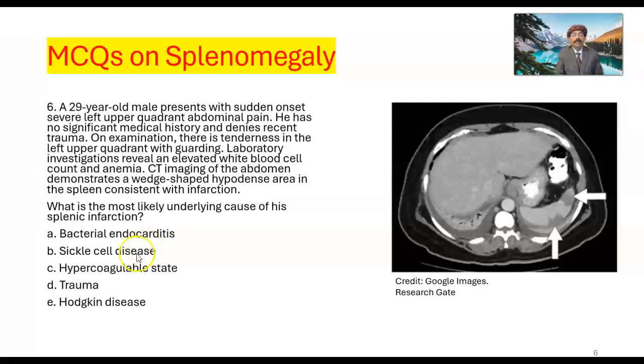A. Bacterial endocarditis, B. sickle cell disease, C. hypercoagulable state, D. trauma, E. Hodgkin's disease. What is the answer? Okay. Most likely underlying cause of splenic infarction. Answer should be hypercoagulable state, C. Okay, so C is the answer. Hypercoagulable state. In that condition, there will be chance of infarction. Okay, here's the infarction and the infarction here.